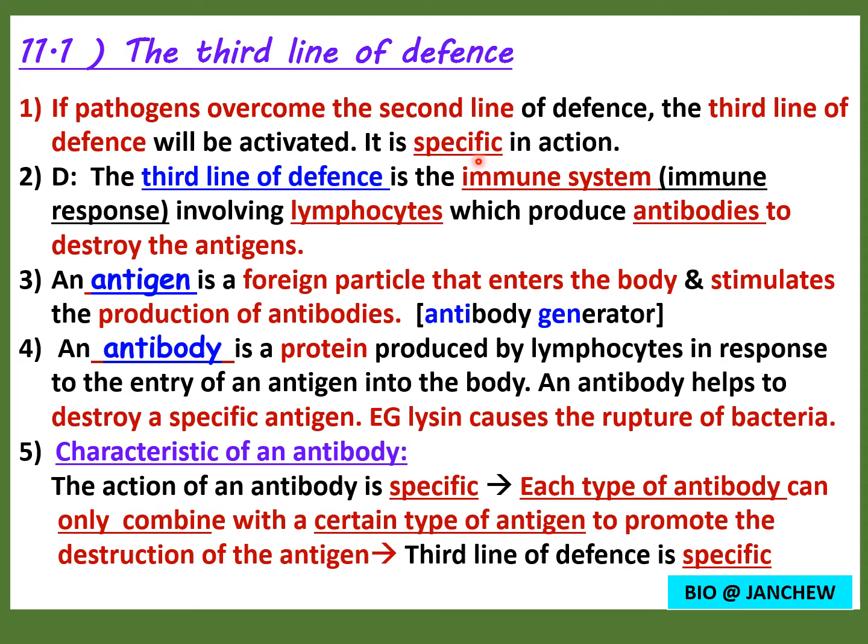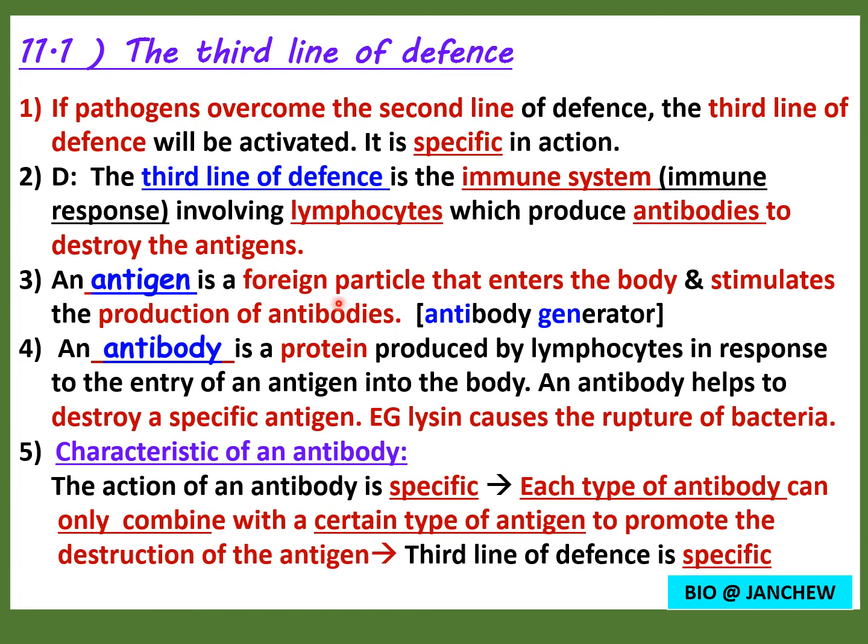All right. So unlike the first two lines of defense, which are non-specific, that means they can act on all types of microorganisms, the third line of defense is not so. It is specific in action. Now, the third line of defense is the immune system or the immune response, which involves lymphocytes, the elite soldiers in our body, which produce antibodies to destroy antigens. Okay, remember this definition of the third line of defense. It involves the immune system, lymphocytes, produce antibodies to destroy antigens.